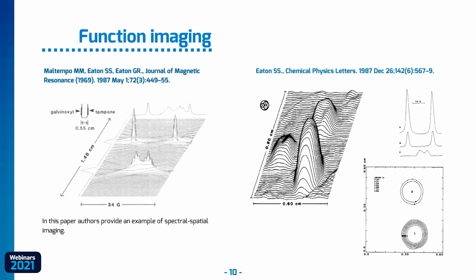At the right, in 1987, Eaton proposed three-dimensional EPR imaging with one spectral and two spatial dimensions. The image was displayed as two-dimensional spatial maps of the spin density, or of the EPR spectral intensity at a particular value of the magnetic field. The spectral dimension gives the hyperfine split EPR spectrum at each point in the spatial plane.